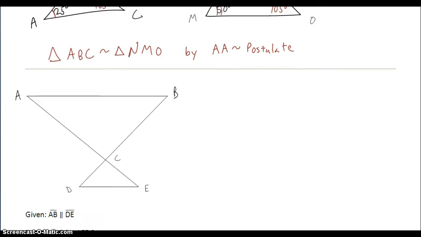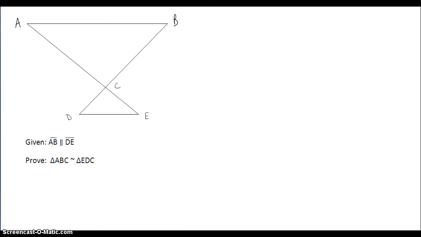Let's look at an example where we have to prove triangles congruent, or excuse me, triangles similar. We're given that segment AB is parallel to segment DE. Well, parallel lines give me congruent angles. So based on this given, I have some conclusions that I can make. Segment AB is connected to segment DE by transversal BD. When I trace out that transversal, I have 2 alternate interior angles that are congruent.